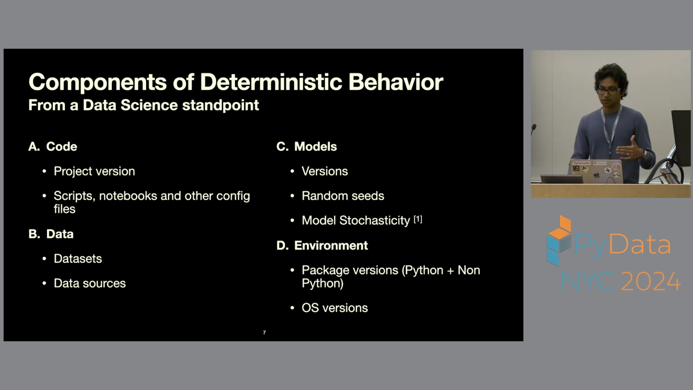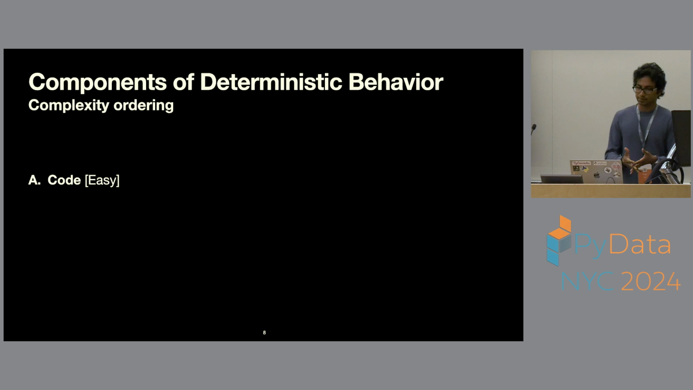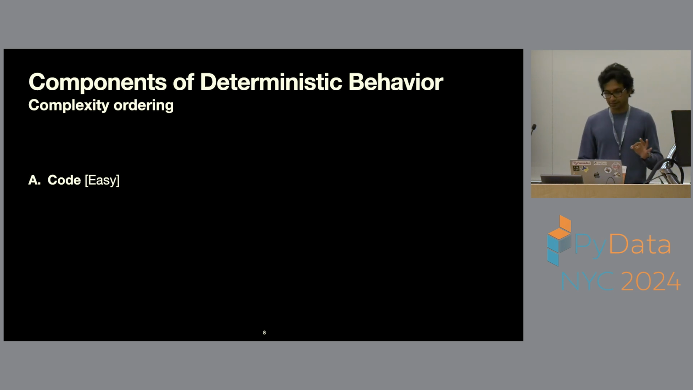And I'm also talking about the OS versions as well. So those also come into the environment. Now, I want to order these different levels of components by the complexity of deterministic behavior. So the first one, the code, is very easy. If you have the same code, it is the easiest thing to fix.